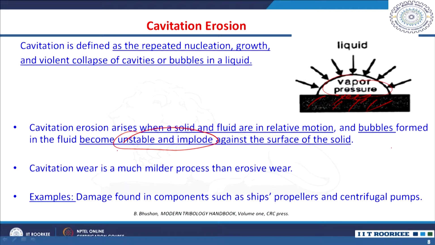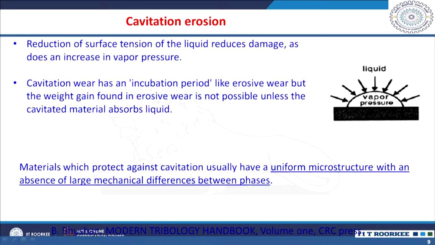So, as examples of cavitation, you can find damage in components such as ship propellers or centrifugal pumps. You will find this cavitation erosion, right, or bubbles collapsing on these pump surfaces or the ship propeller surface, that leads to erosion, that is cavitation erosion. So, the reduction of the surface tension of the liquid reduces damage, as does an increase in the vapor pressure. Cavitation erosion has an incubation period like that we found in erosive wear, but the weight gain found in erosive wear is not possible unless the cavitated material absorbs liquid.